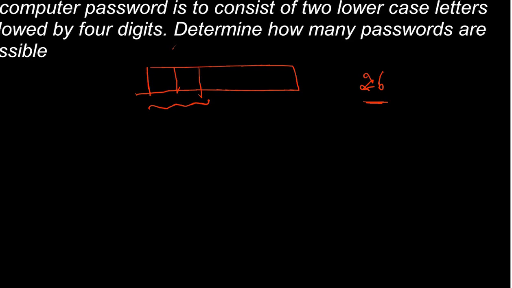So in the first place you can put 26. If repetition were not allowed, that would be given to you, but in this particular question it is not given, so again you can put 26. Now this number should be 10. Why? Because the rest is followed by digits, so you can put 0 in that; the password can also start with 0. So this is going to be 10, this is going to be 10, this is going to be 10, and this is also going to be 10.